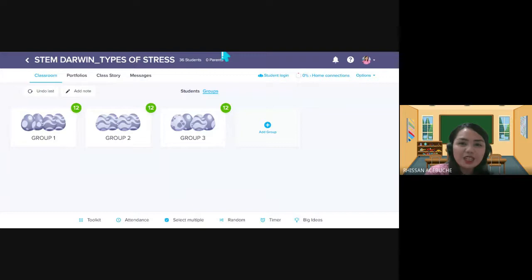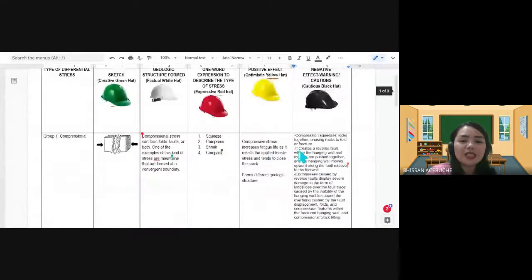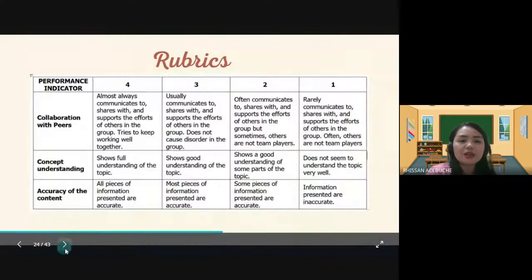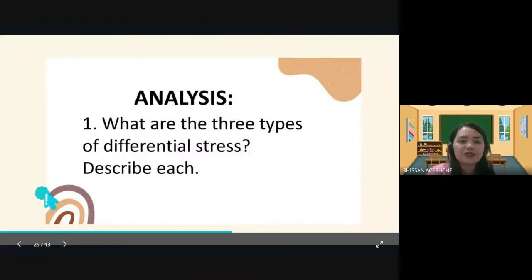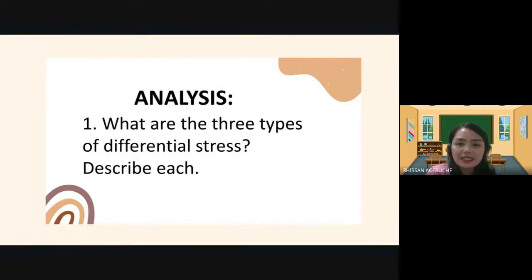Congratulations, group number 3, and congratulations to all the groups. There you have it. So we're done. We have already completed this table. So now let's discuss some questions about the 3 differential stresses and also the activity that you did. So what are the 3 types of differential stress and describe each? Yes.